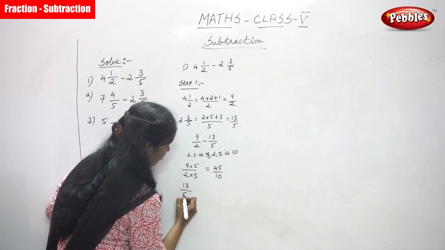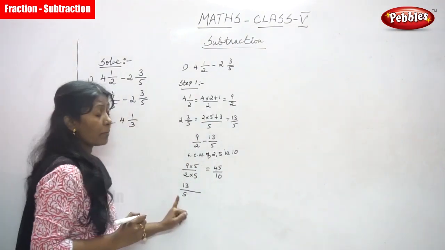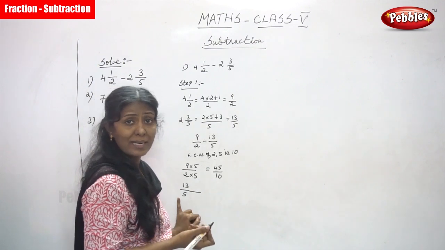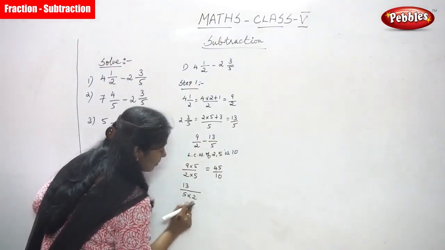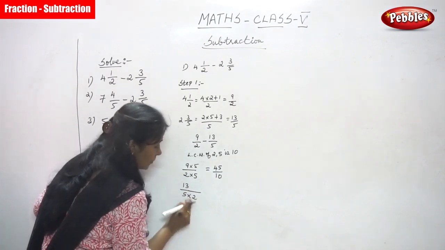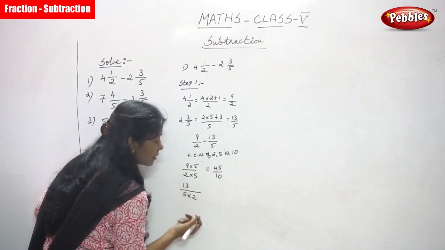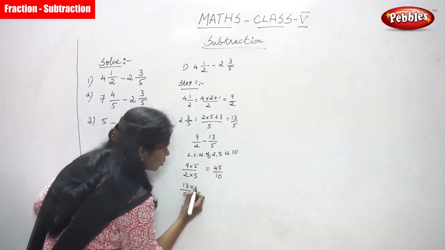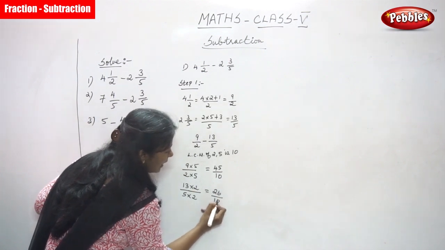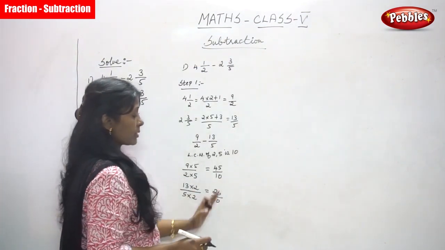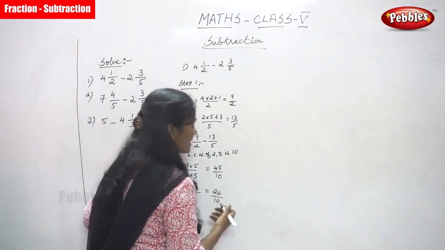Next, 13 by 5. I have to make this 5 into 10, so I have to multiply by 2. The denominator 5 is multiplied by 2, and the numerator 13 is also multiplied by 2. So 13 into 2 you get 26 by 10. Now you have the same denominator, but the numerators are different.